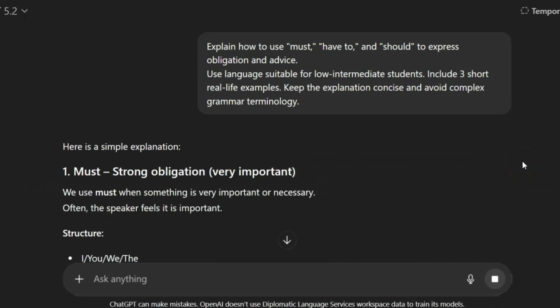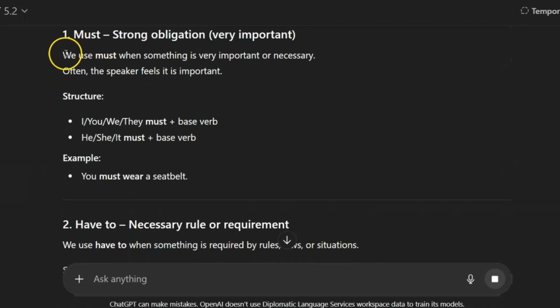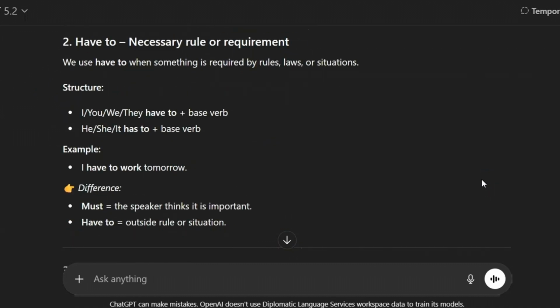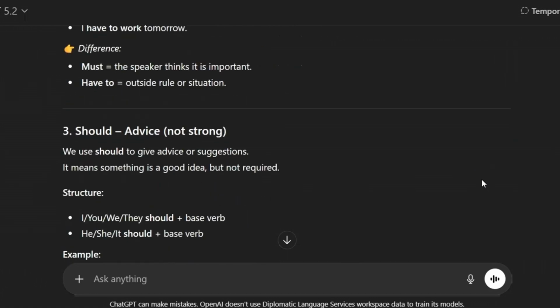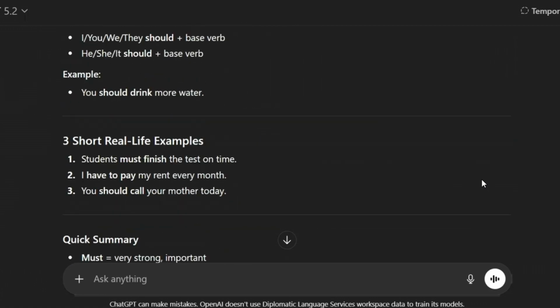Now, let's take a look at what the AI generated. You'll notice the explanations are written in clear, simple language. Each structure is clearly labeled and followed by a short, practical example. As we scroll down, you can see the same consistent pattern throughout. That consistency helps students easily compare the structures and understand their differences.